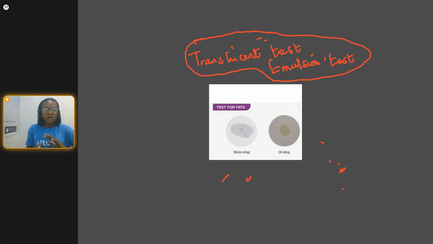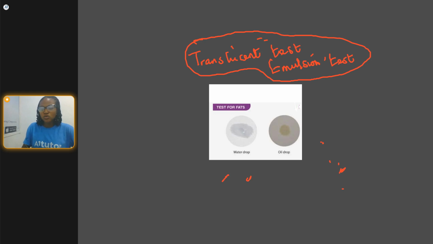We have talked about how to test for carbohydrates, which is the use of iodine. We have talked about how to test for protein, which is the biuret test. We talked about how to test for fat and oil, which is the translucent test, and you can also make use of the emulsion test. We also talked about how to test for reducing sugar, just like I showed you in the picture.